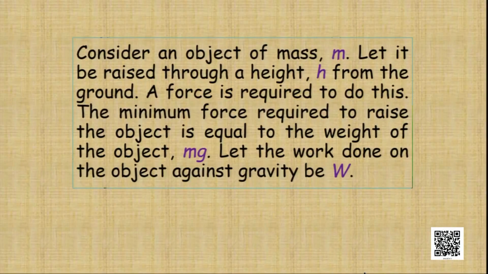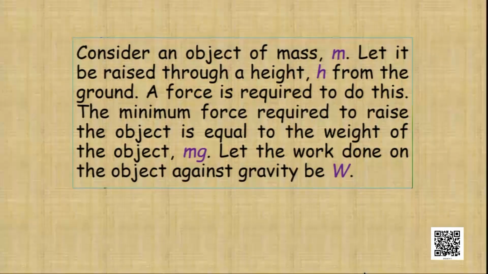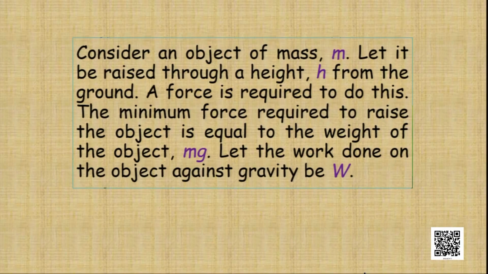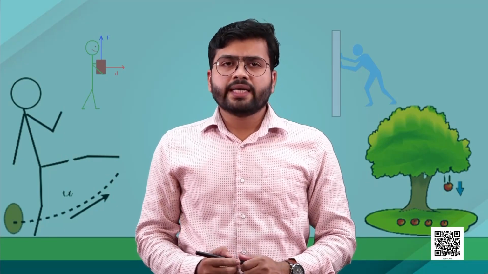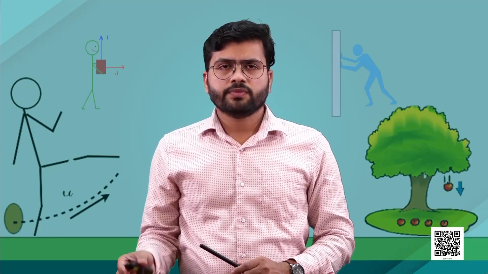A force is required to do this. We know the minimum force required to raise the object is equal to the weight of the object, which is nothing but mass into acceleration due to gravity, that is mg, and let the work done on that object against gravity be denoted by W. So, how will we find the expression for work done and the expression for the energy? Let us have a look.